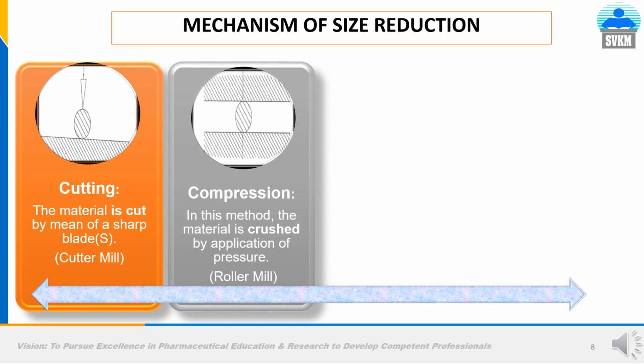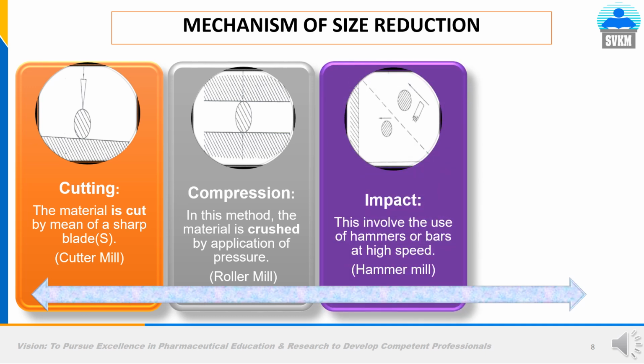Second is compression. We reduce the particle size by application of force. In this method, the material is crushed by application of pressure. For example, mortar and pestle. When we convert chalk into chalk powder using a mortar and pestle by applying force, that is an example of compression. Another example is the roller mill.